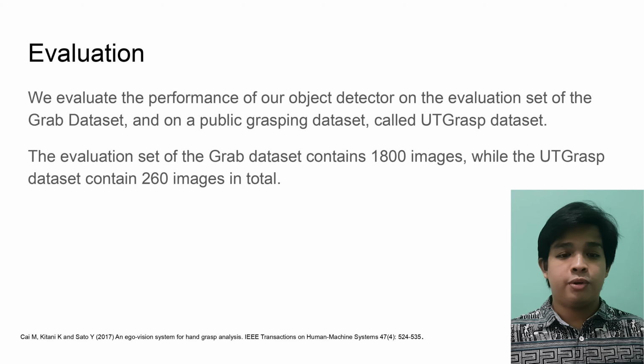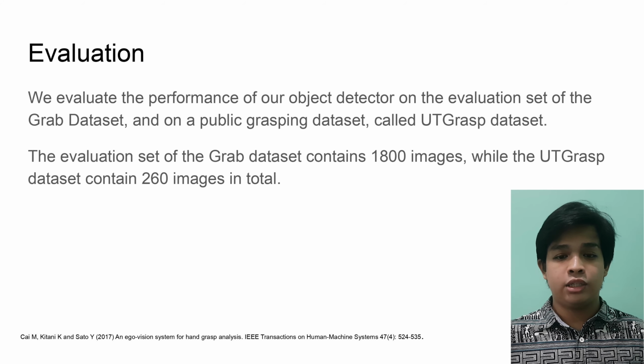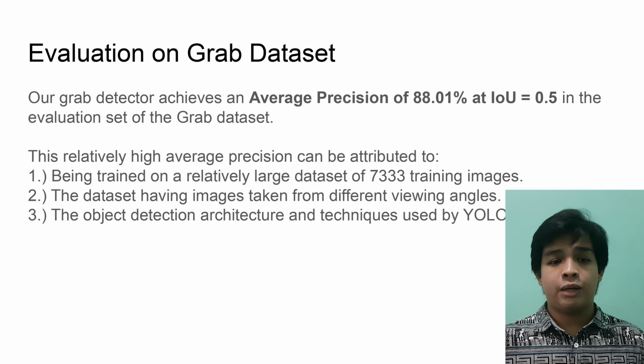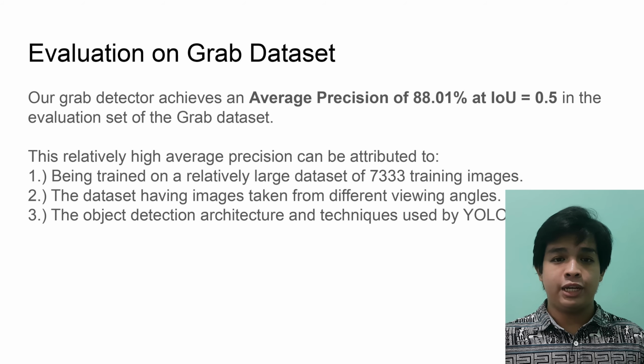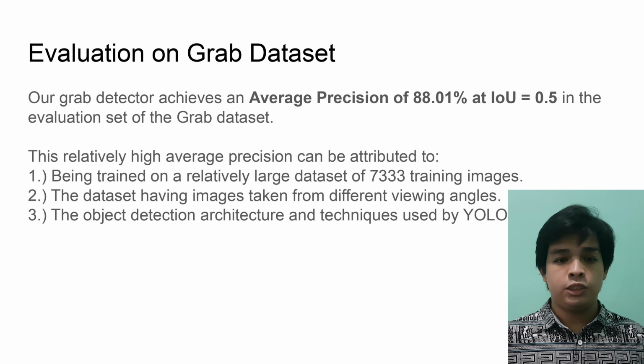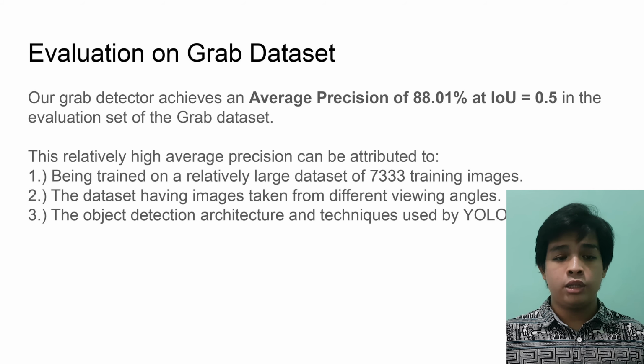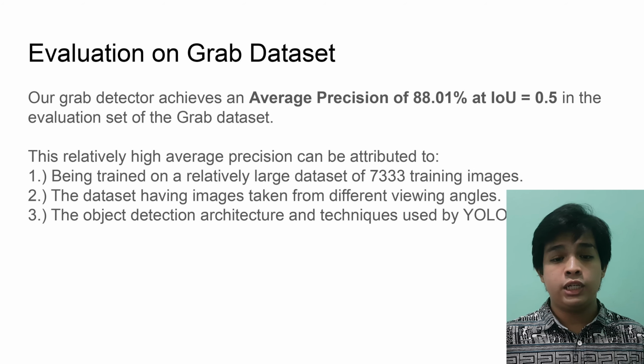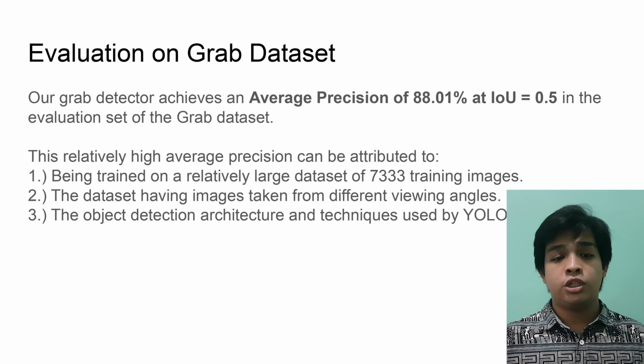We evaluate the performance of our object detector on the evaluation set of the GRAB dataset and on a public grasping dataset called the UT-GRASP dataset. Our GRAB detector achieves an average precision of 88.01% in the evaluation set of the GRAB dataset. This relatively high average precision can be attributed to: 1. being trained on a relatively large dataset, 2. the dataset having images taken from different viewing angles, and 3. the object detection architecture and techniques used by YOLO v4.